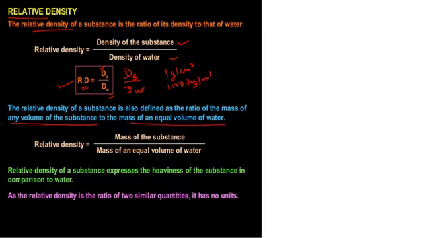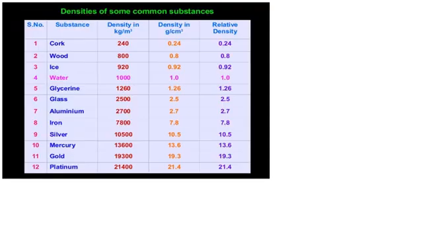Relative density of a substance expresses the heaviness of a substance in comparison to water. How heavy the substance is as compared to water. So as the relative density is a ratio of two similar quantities, it doesn't have any unit. Relative density doesn't have any unit, right? So this is all about relative density, and we have covered all the topics of this chapter. So here are the densities of some common substances.